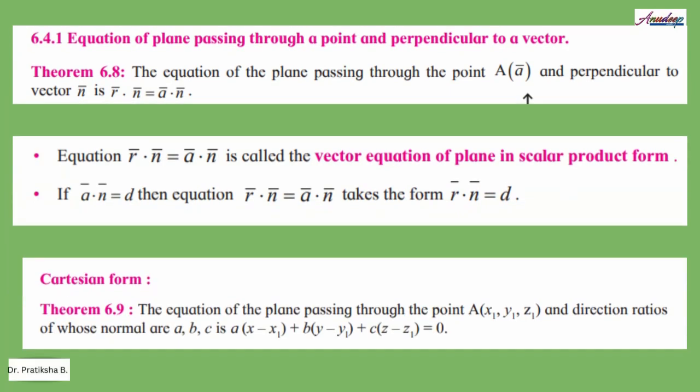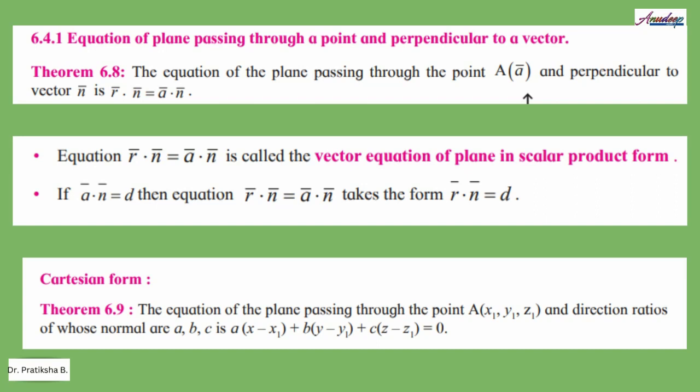Equation of plane passing through a point and perpendicular to a vector. The equation of the plane passing through point A and perpendicular to the vector n is given by r dot n equal to a dot n. The equation r dot n equal to a dot n is also called the vector equation in scalar product form. If a dot n equals d, then the equation reduces to r dot n equal to d.